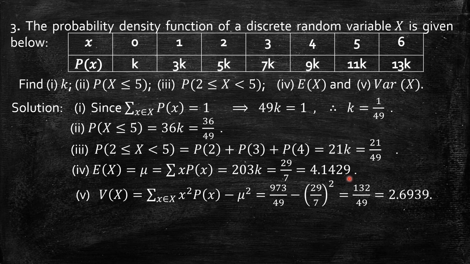Then the last one, variance. We have the formula: summation x square p of x minus mu square. Mu is already calculated, that is 29 by 7. So the summation of x square p of x is 0 square into k plus 1 square into 3k plus 2 square, that is 4, into 5k. You have to add all those things, which gives 973k, which is 973 into 1 by 49, minus mu square, 29 by 7 the whole square, which simplifies to 132 by 49, that is 2.6939.